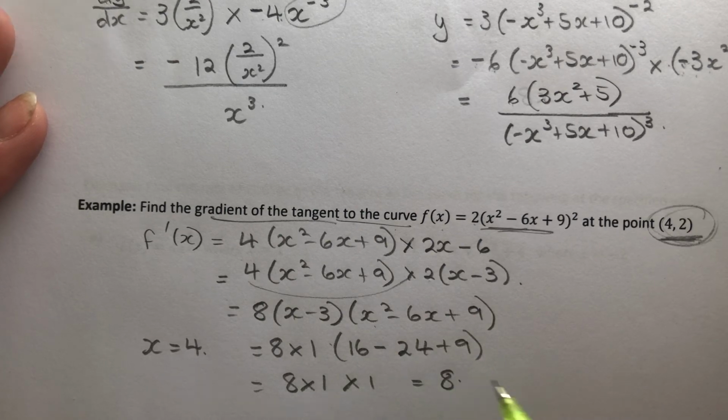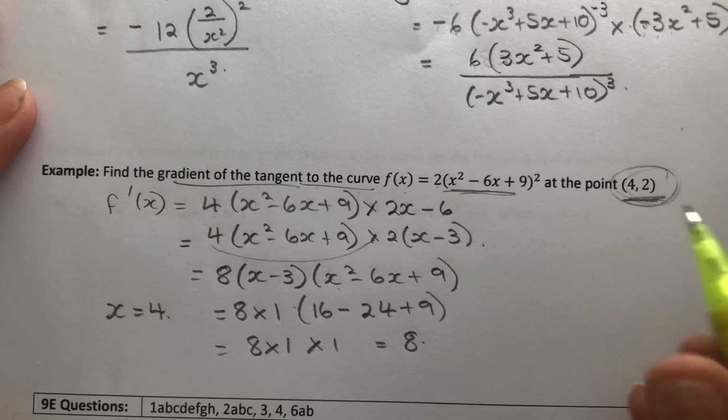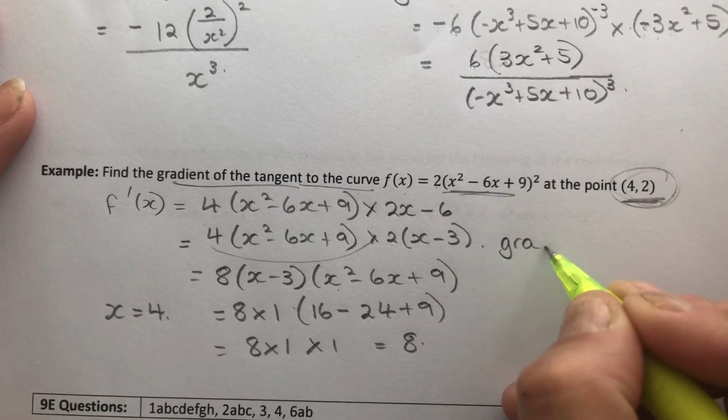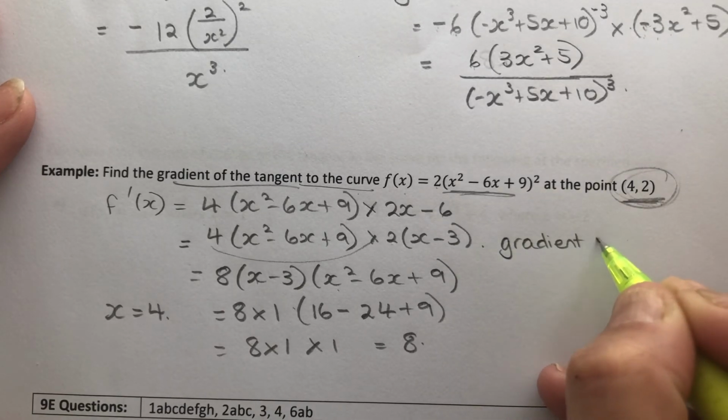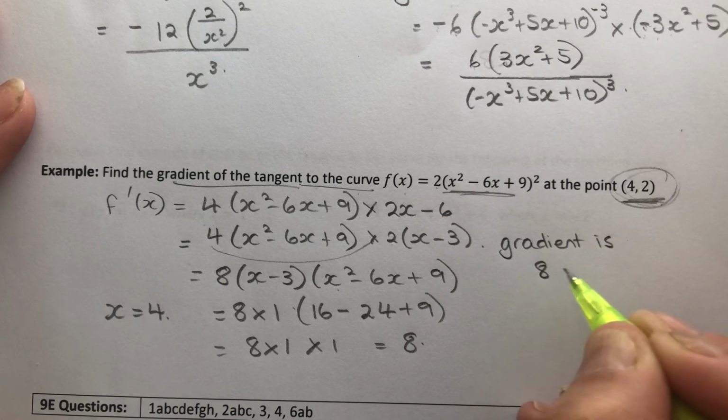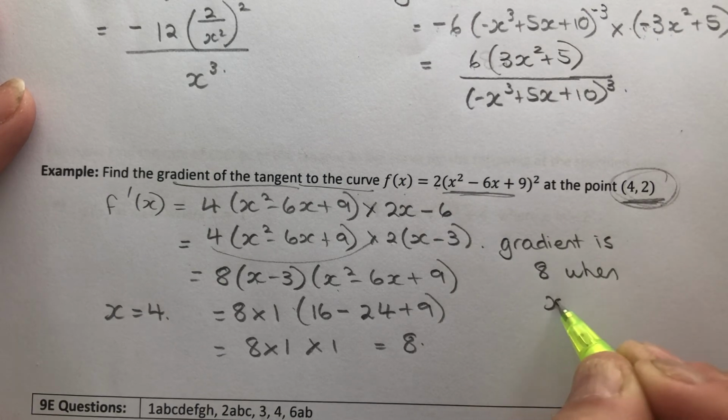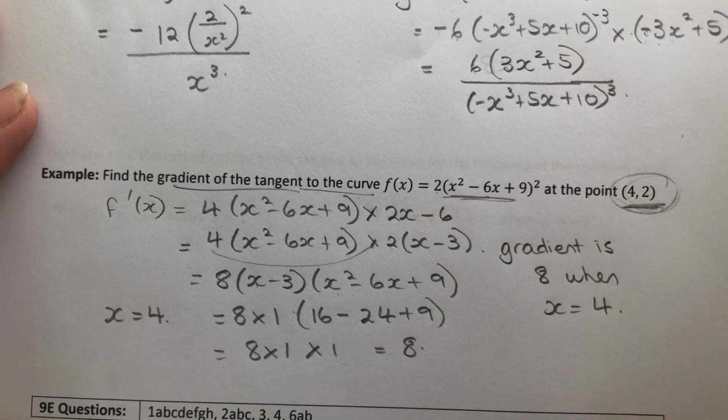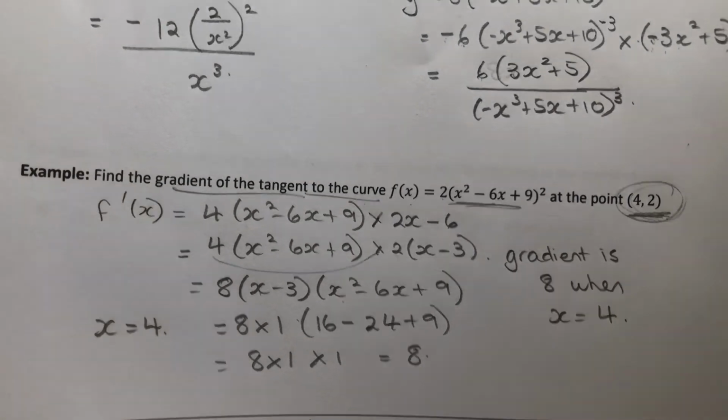So it's 8. Okay, so what is it that you're trying to find? You need to write that out. So gradient is 8 when x equals 4. Excellent. Okay, so that's 9E.